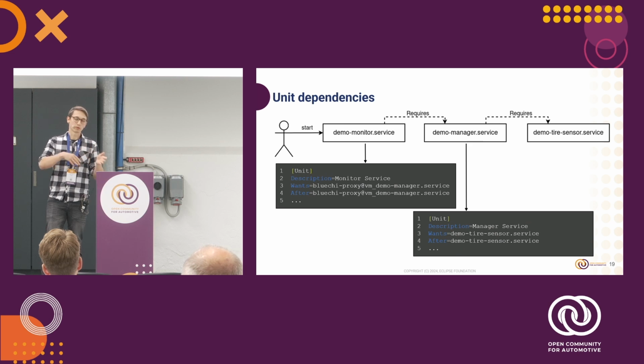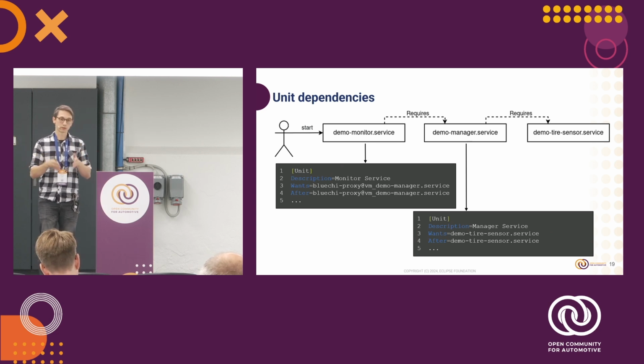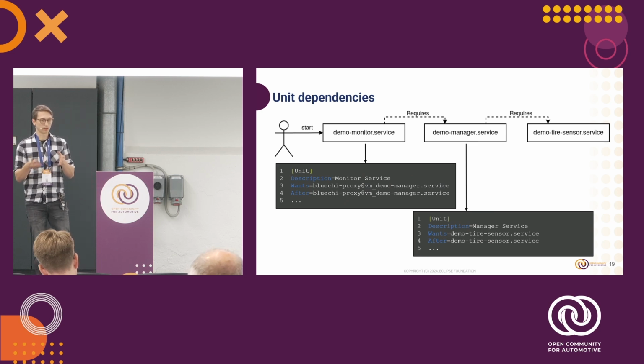From the monitor to the manager service, however, this is a bit tricky. This is not implemented by default because systemd looks at the local machine, not across machines. And this is basically what Eclipse BlueChi provides with the proxy services, which is essentially just a systemd unit template. You can see that by the little at symbol here in the Wants option.